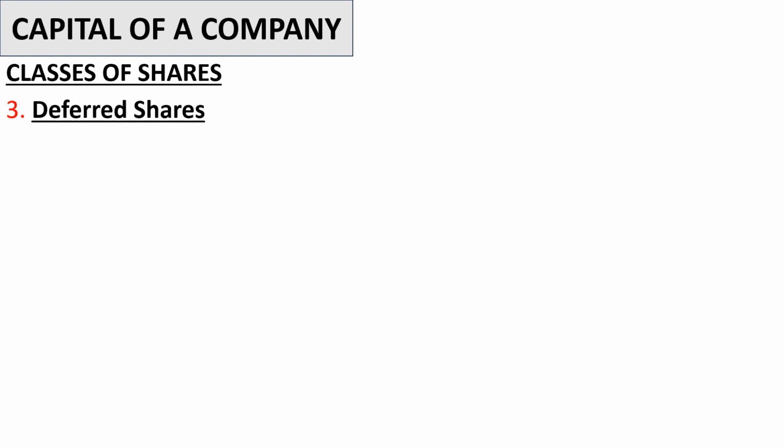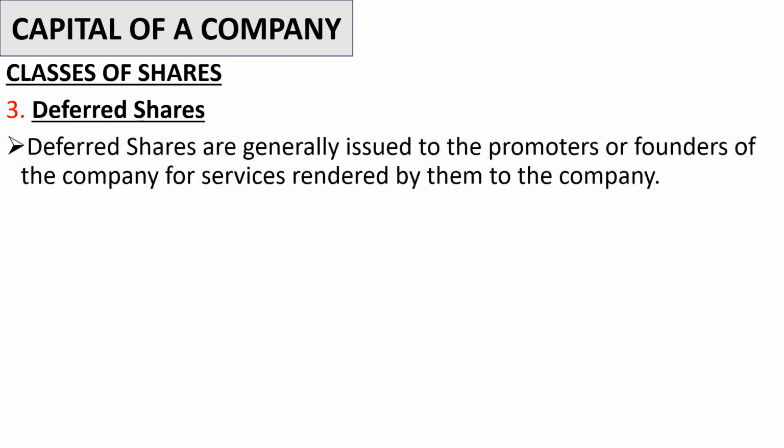So I've mentioned that there are two classes of shares: the preference shares and the ordinary shares. There is a third type, of course not a major class, called deferred shares. In truth, there are three types of shares. The two main ones are preference and ordinary, but there's a third type called deferred shares. Deferred shares are generally issued to the promoters or founders of the company for services rendered by them to the company.